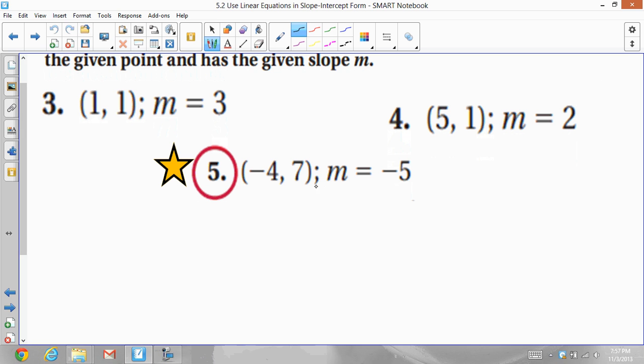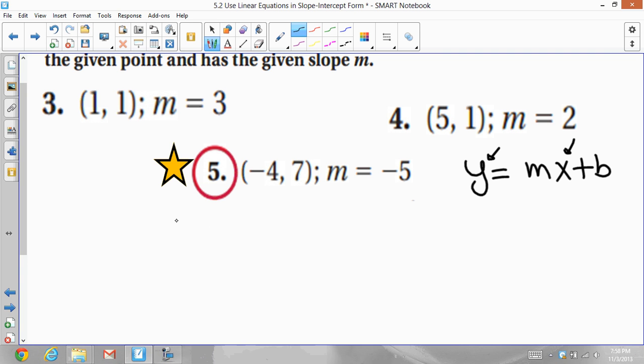So since the slope is given, we are going to go with the slope-intercept form, which is y equals mx plus b. Now, if they are asking you to write an equation, you should only have y as a variable and x as a variable. Everything else should change to numbers. So you are given m, so we are going to use what m is.